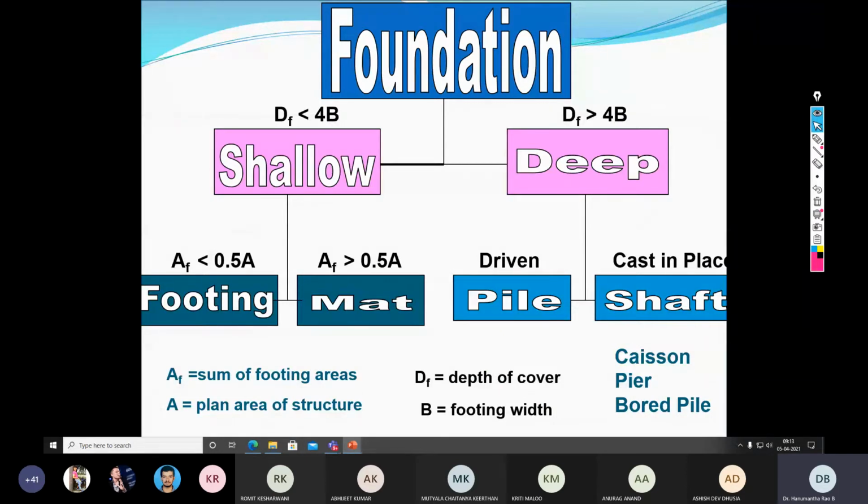So today let us discuss another kind of deep foundation, that is pile foundation. Before you understand about the pile foundation, there is a small classification system with regard to the foundation that you need to understand.